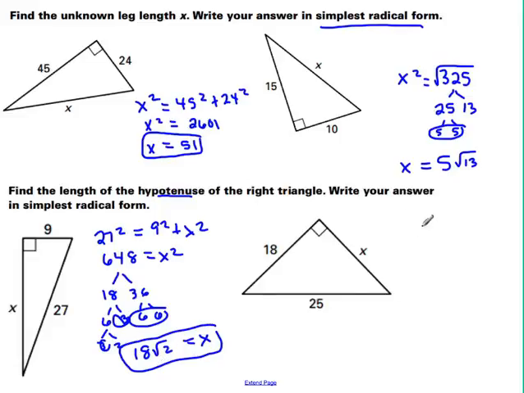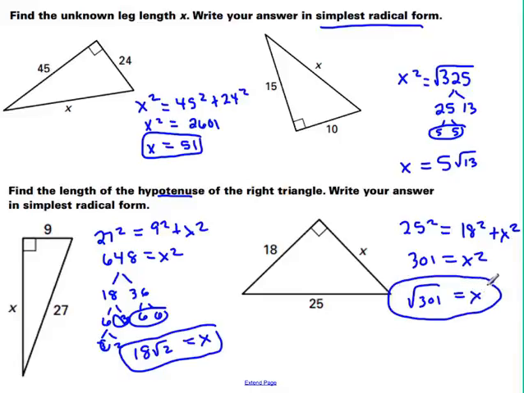Pretty similar thing happens over here. We'd have 25 squared equals 18 squared plus x squared. That would give us 301 equals x squared. And when we take the square root of both sides, 301 does not simplify, so we just have x equals the square root of 301.